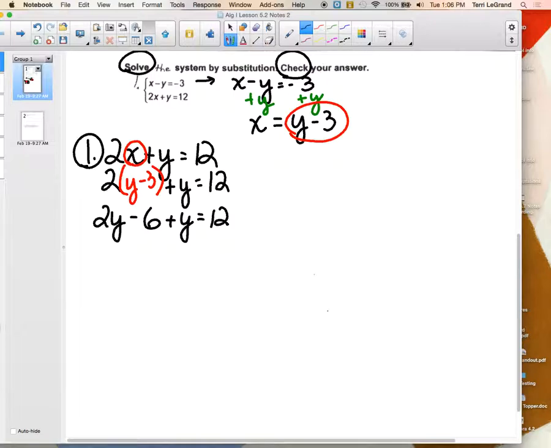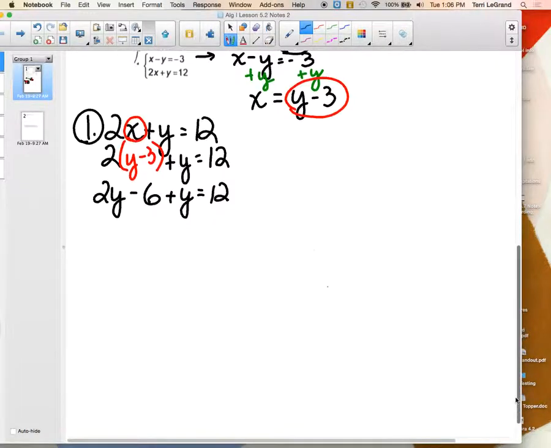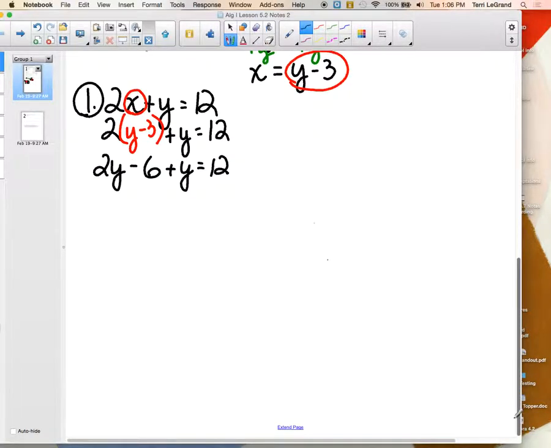Okay, what does that simplify to? 2y minus 6 plus y, what does that simplify to? 3y, because it's a 2y plus another y, so 3y minus 6 equals 12. Okay, if you haven't jumped ahead of me yet, finish solving that for y. Get it solved for y, and then we will go on to solving for x.